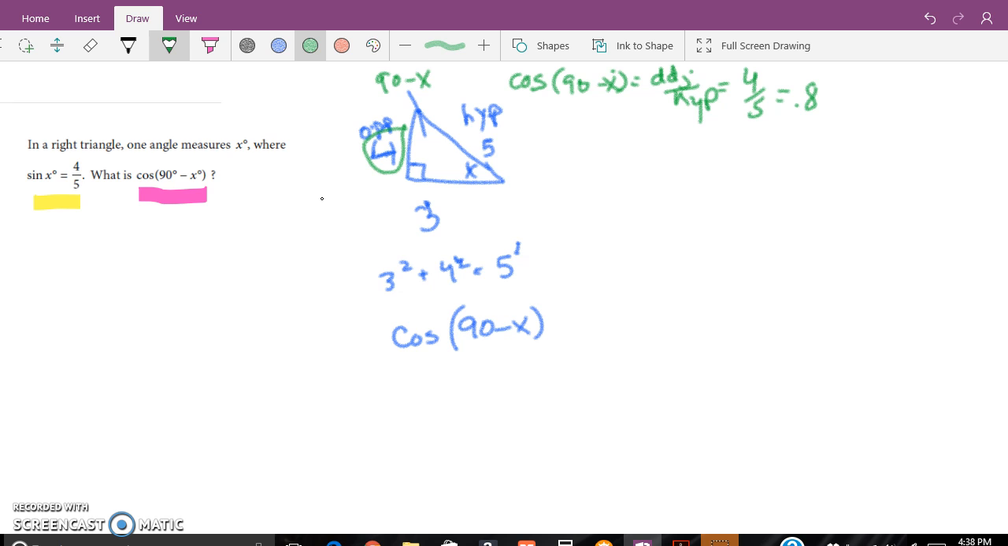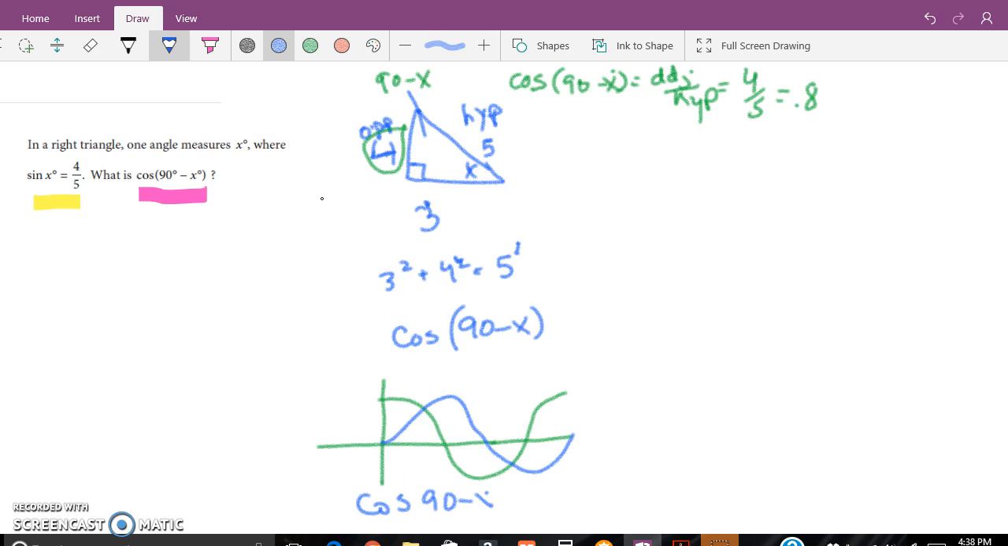But for those of you who prefer the graph of the cosine and the sine, here is the cosine, and then the graph of the sine is looking like that. And then the cosine of 90 minus x is the same as the sine of x. So we know it's 4/5.